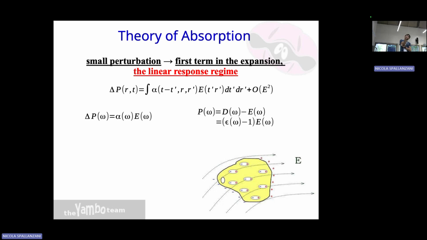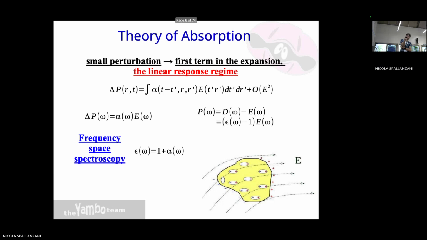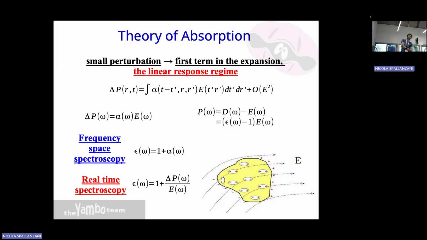Now we also know that the polarization, electric displacement and electric field can be related, as the electric displacement can be replaced by the dielectric function. So there is another relation between polarization and electric field. Using these two equations, we can trivially relate the dielectric function, which is the quantity we want to compute, to this polarizability. And this is what we do in the frequency space, and it was the subject of the talk of Maurizio.